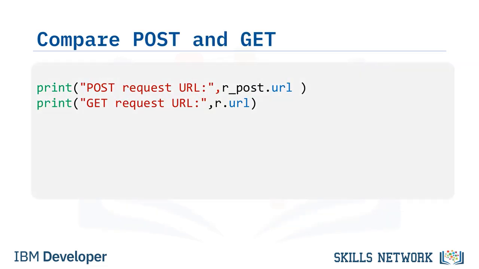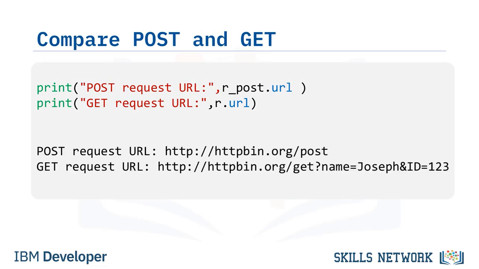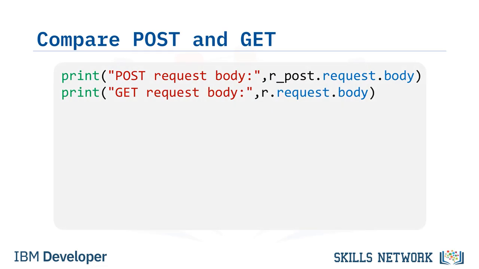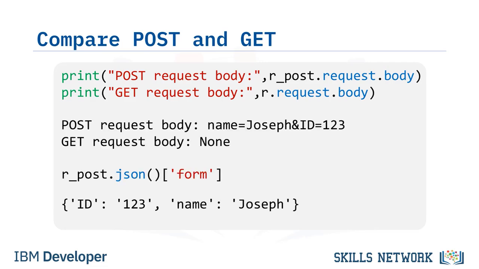Comparing the URL using the attribute url from the response object of the GET and POST requests, we see the POST request has no name or value pairs in its URL. We can compare the POST and GET request body. We see only the POST request has a body. And we can view the key form to get the payload.